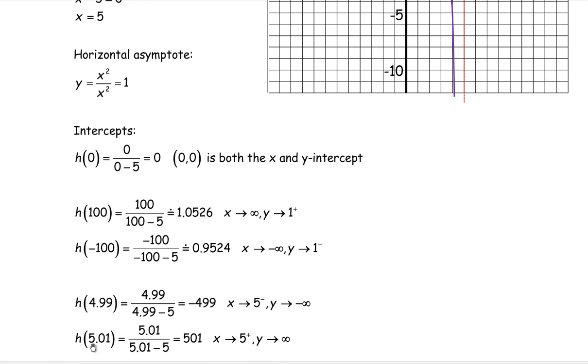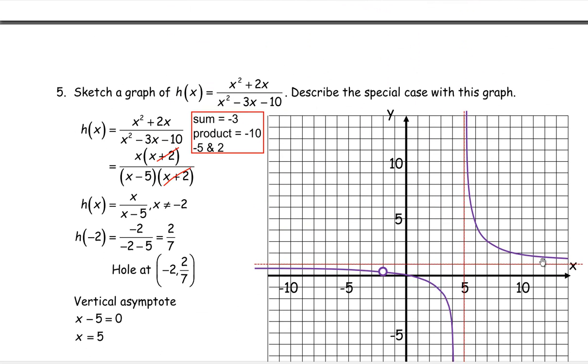As we approach 5 from the right, I put 5.01 in place of x, and I get 501 for my function value. So as we approach 5 from the right-hand side, y tends towards infinity, large positive values. That means that as we approach the vertical asymptote from the right side, the function values are getting very large, big numbers. And that's what the graph looks like.